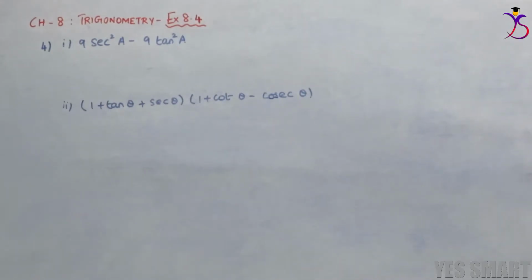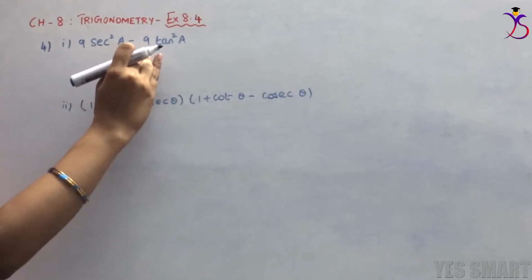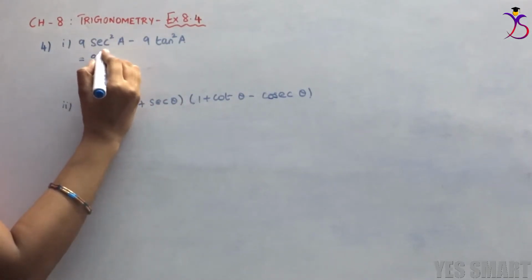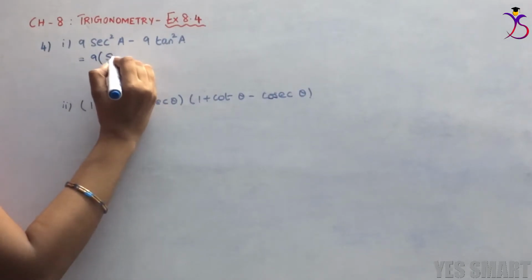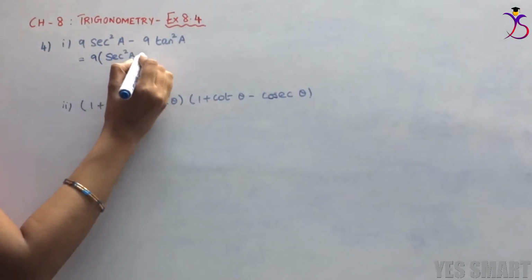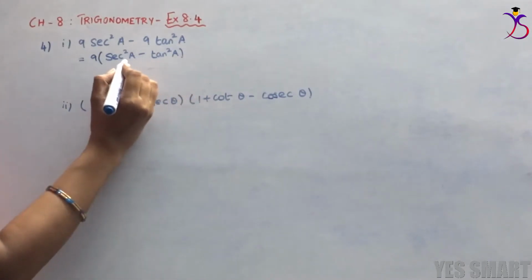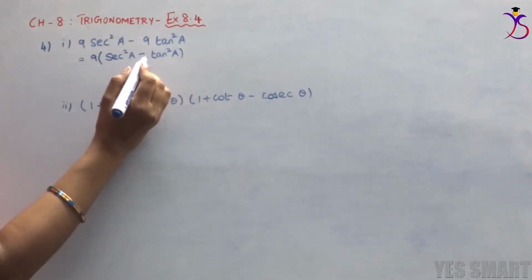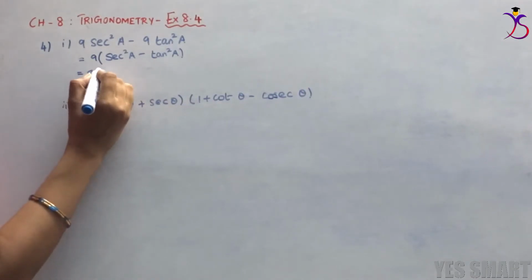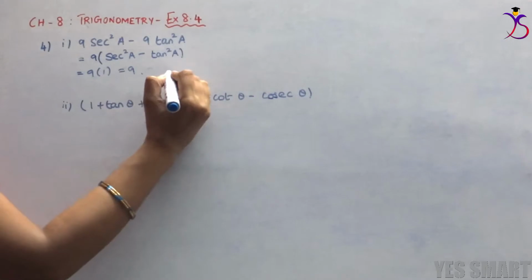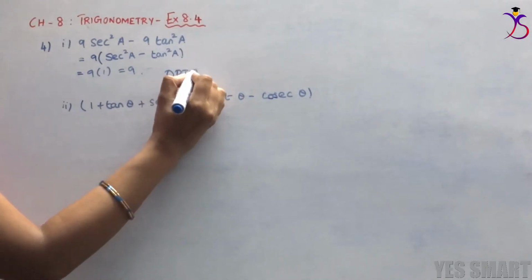Now let's discuss the fourth sum. The first subdivision is 9 secant square A minus 9 tan square A. I'm just taking the 9 common outside, so we will have secant square A minus tan square A inside. Now secant square A minus tan square A is 1, so I'm just substituting the value. Therefore 9 into 1 is equal to 9, and so option B is correct.